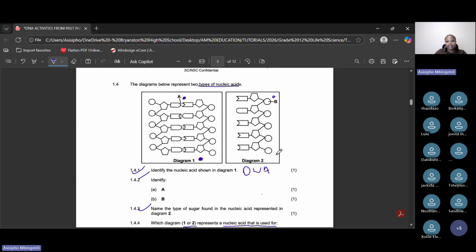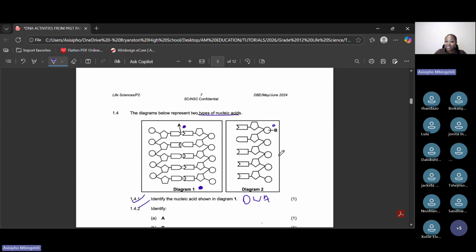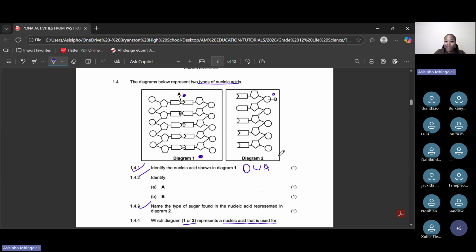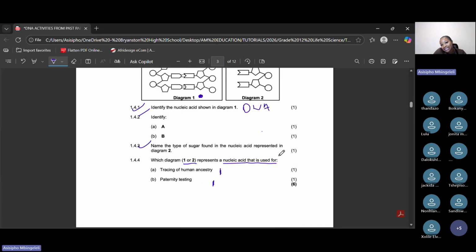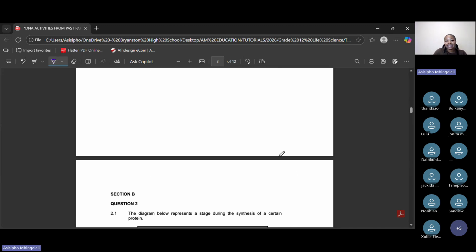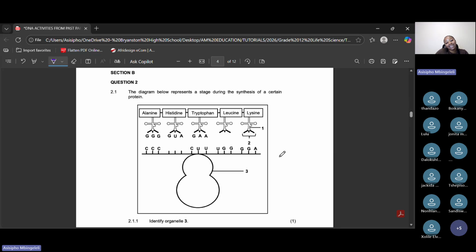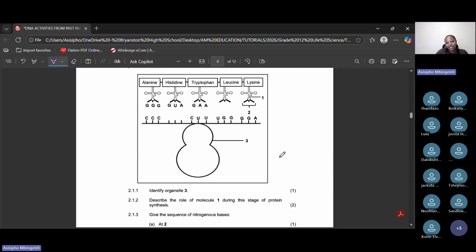6 marks. This was from June 2024, 2 years back. 6 marks that we can easily get, guys. Okay, I also like this one. We are back to protein synthesis. I love protein synthesis.